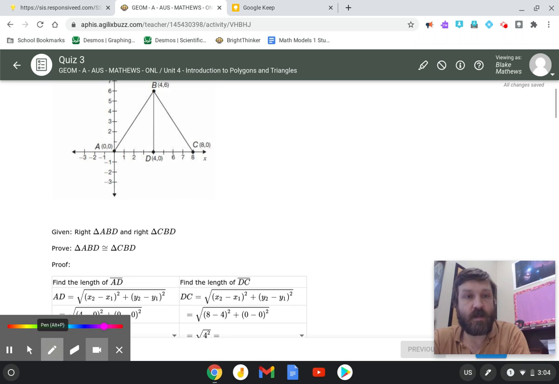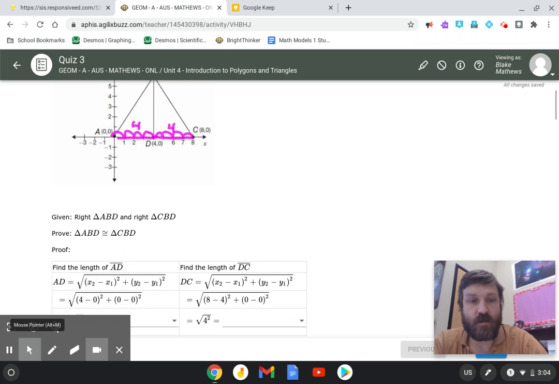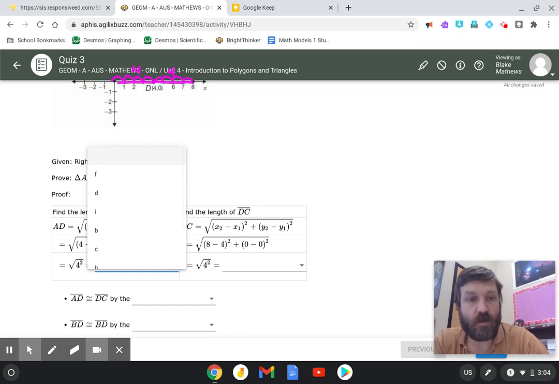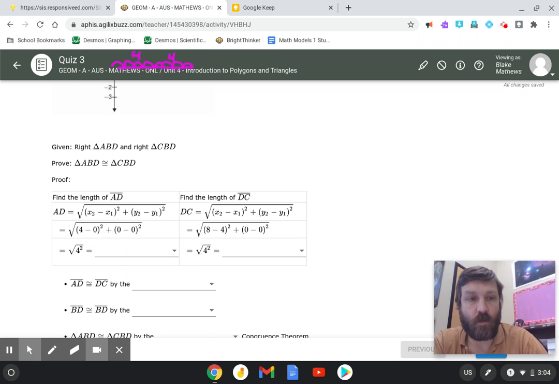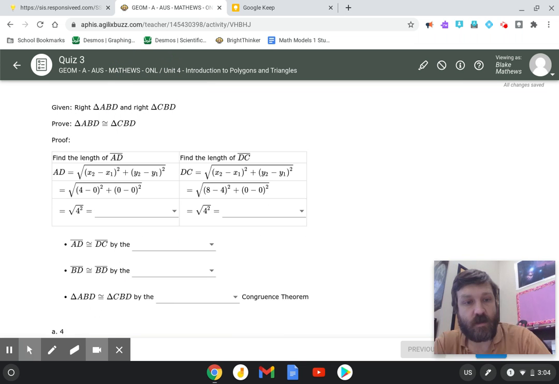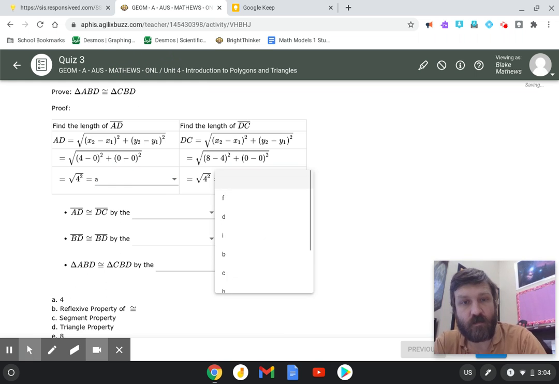So just to be clear, AD is this segment there, and CD is this segment here. And you can see they're both 1, 2, 3, 4, 1, 2, 3, 4 units on either side. So that shouldn't be too tough. And that's what's going to go here. They actually do most of the work for you, and they want you to do the last step here. So these are going to both be 4. So we have A as an answer for both of those.